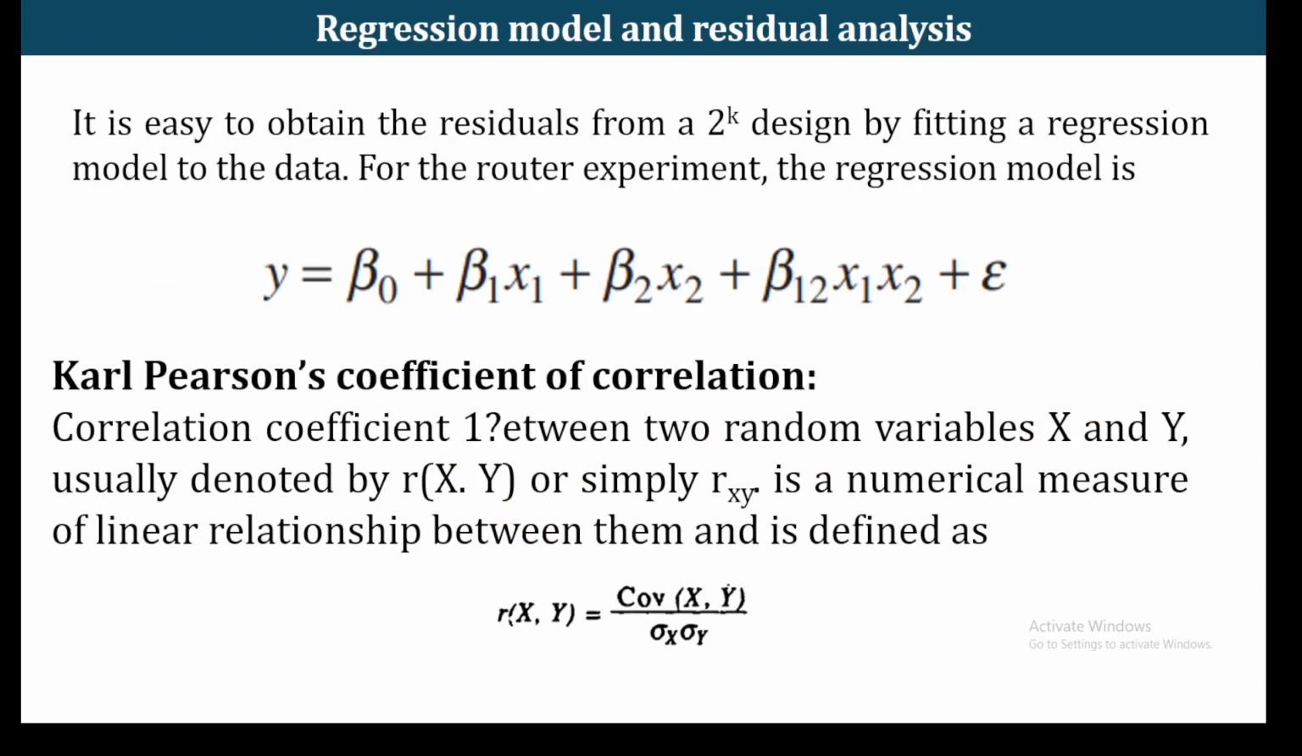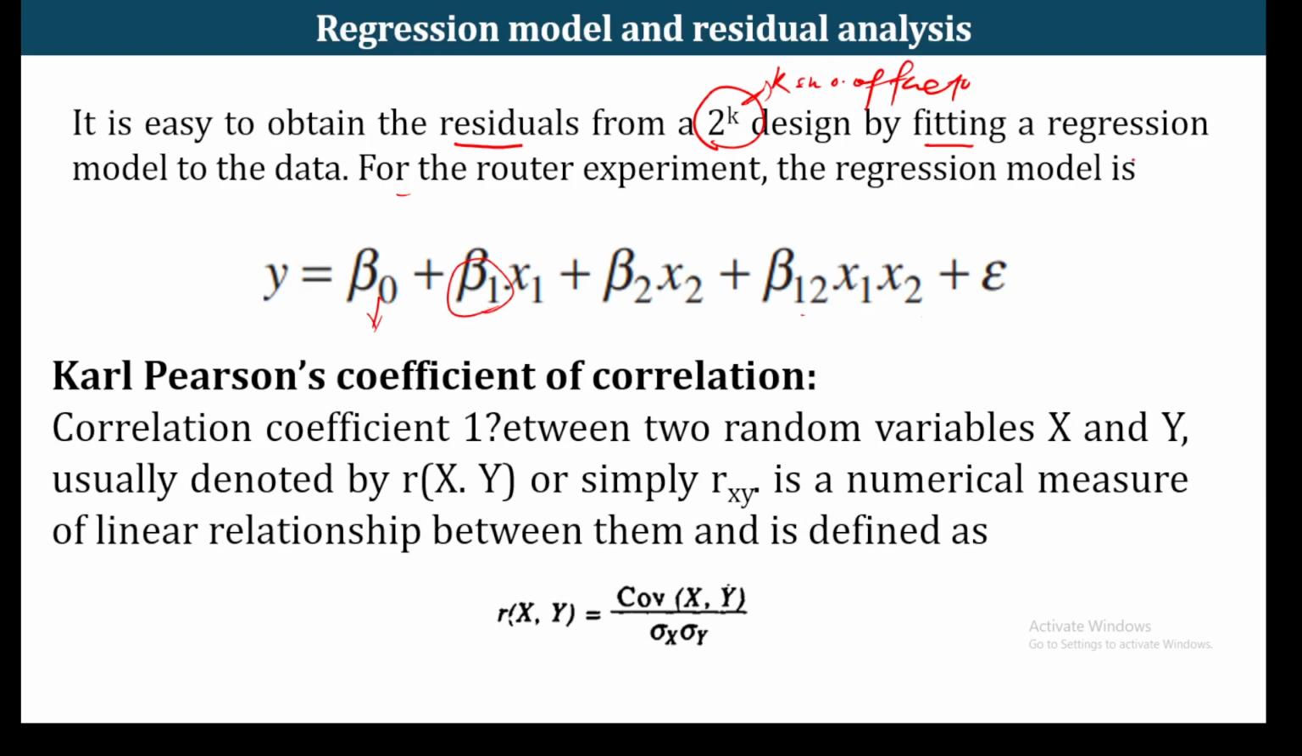So now we'll come to the regression model and then residual analysis. So when we have residuals from 2k design, like 2 to the power k design, where k is the number of factors. Design the fitting of a regression model to the data for the router experiment. The regression model is y is equal to b0 plus beta 1 x1 plus beta 2 x2 plus beta 12 x1 x2. So there is an interaction effect again coming into the picture. This will be your intercept. This is your coefficient, so we need to find that out.